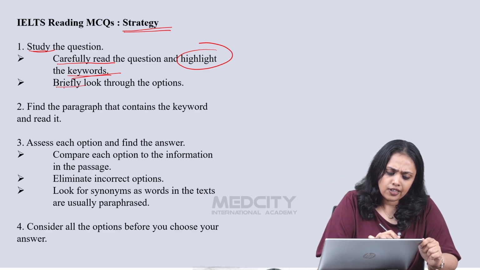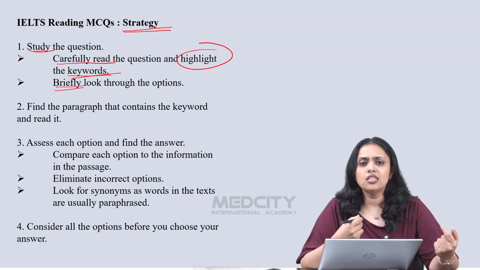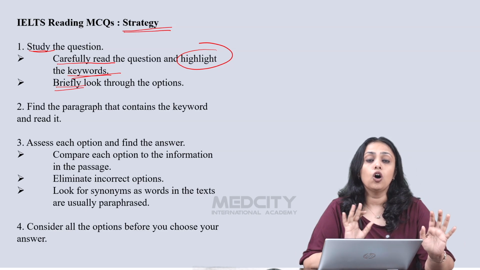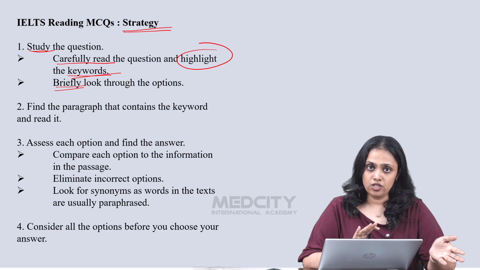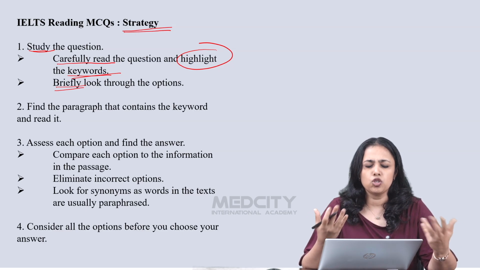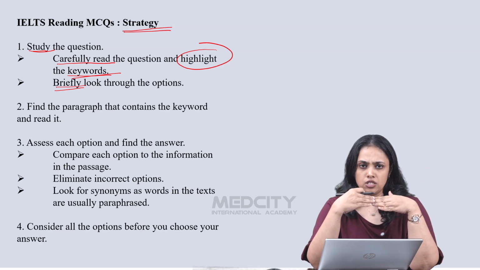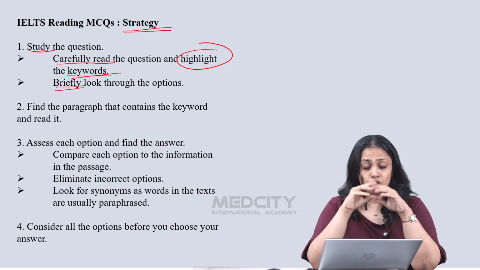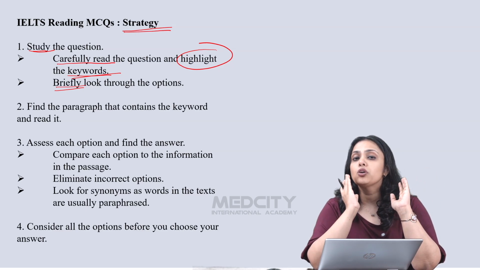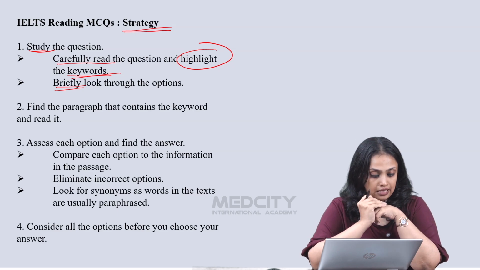Then briefly look through the options. It's not necessary that you have to thoroughly read the options like how we have read the question, because it's not going to serve the purpose. You might not be able to remember or recall all the options as you read the text. So just skim through the options so that you have an understanding of what you can expect in the text.